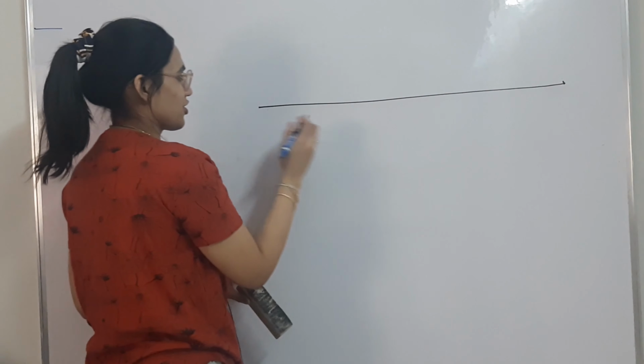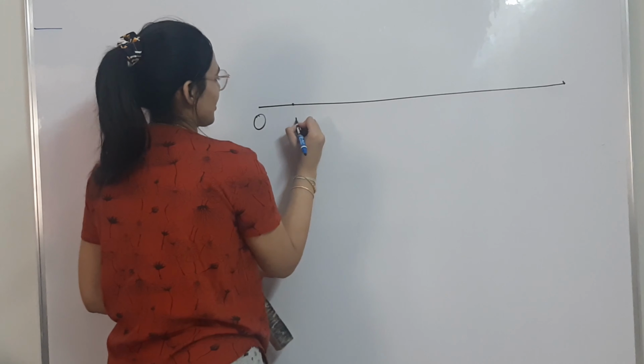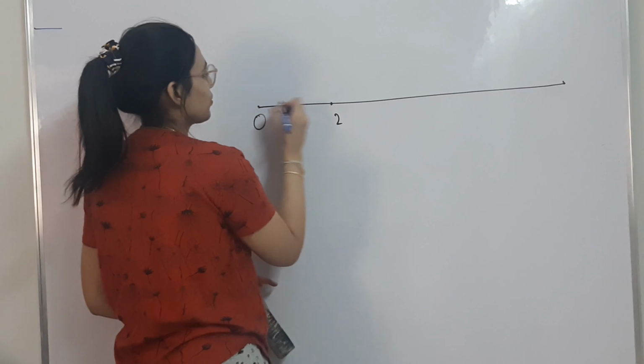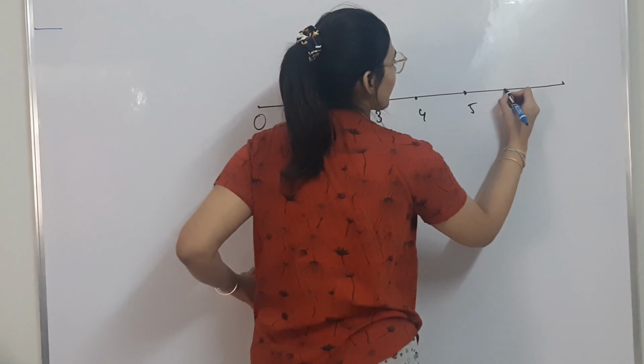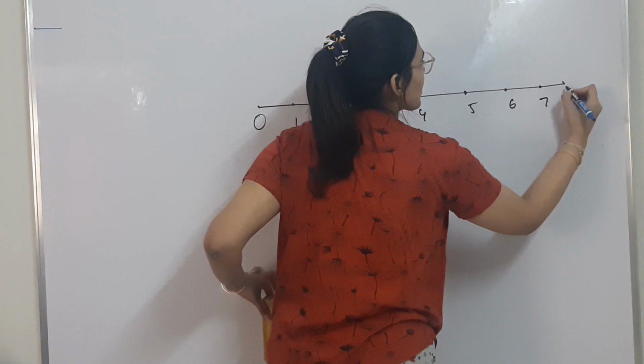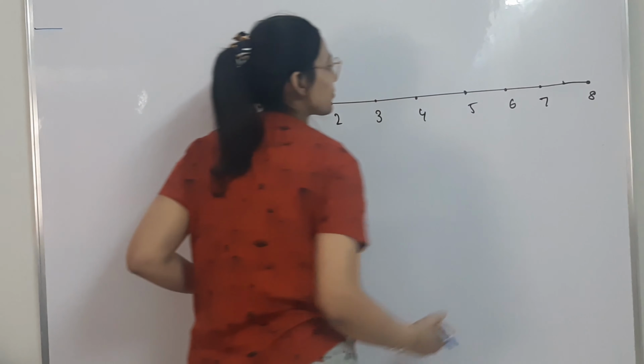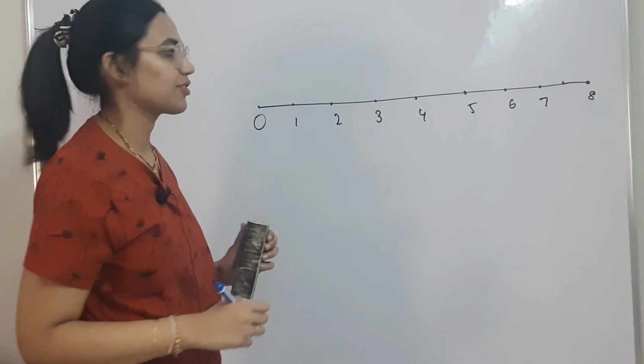Please ignore if it's not straight. 1, 2, 3, 4, 5, 6, 7. I wanted to do 8. So I can perform operations.